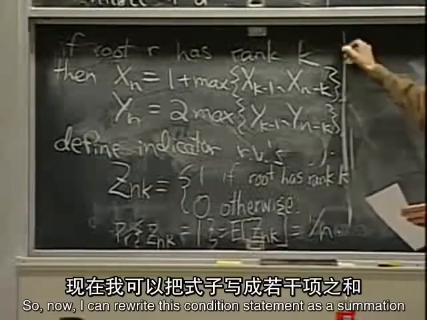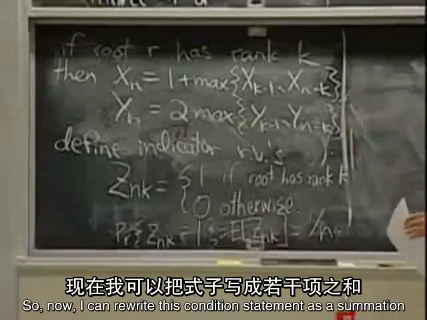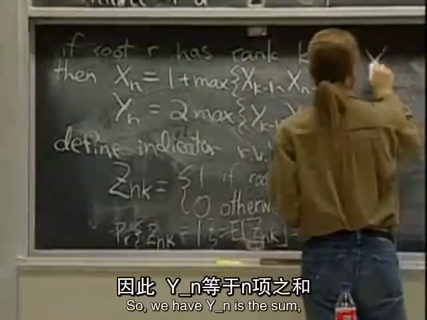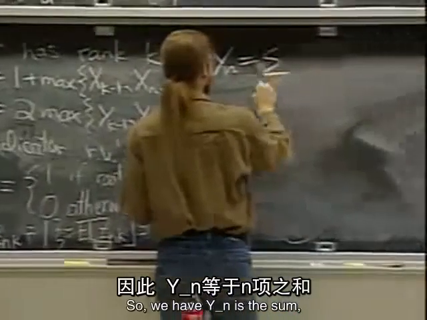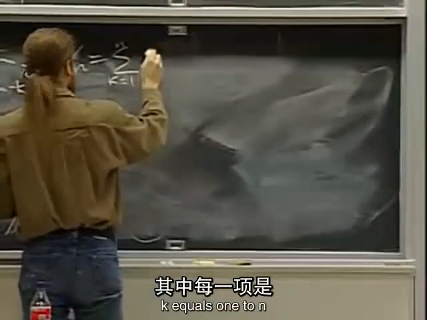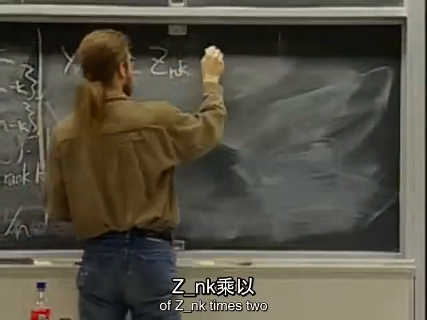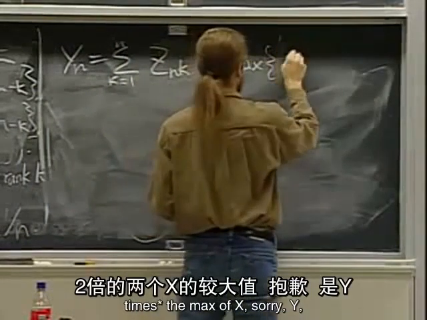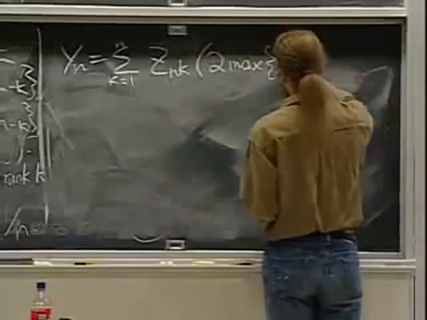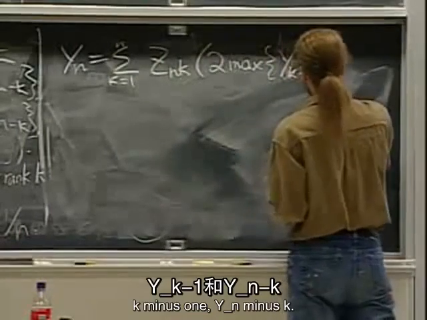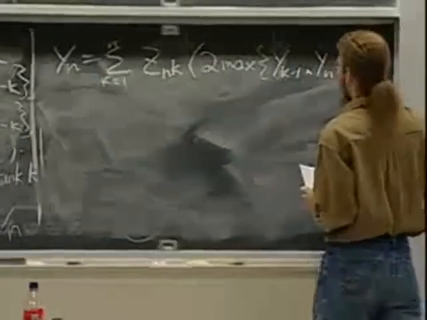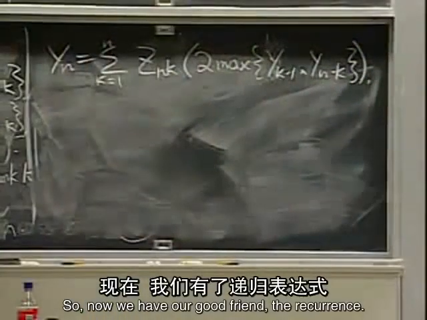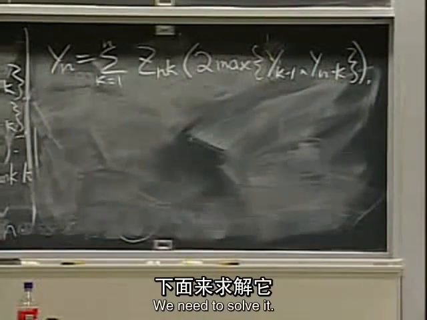So now I can rewrite this conditional statement as a summation where the znk's let me choose what case I'm in. So we have Yn is the sum, k equals 1 to n, of znk times 2 times the max of Y(k minus 1), Y(n minus k). So now we have our good friend, the recurrence. We need to solve it.